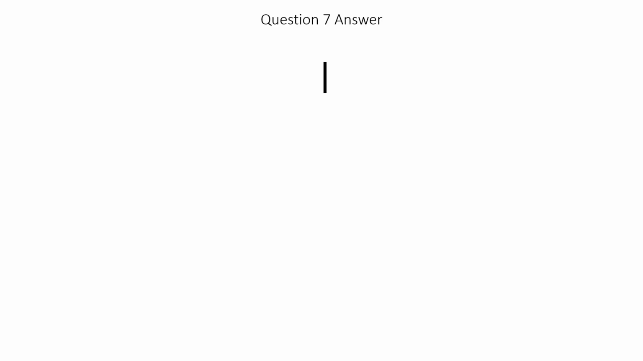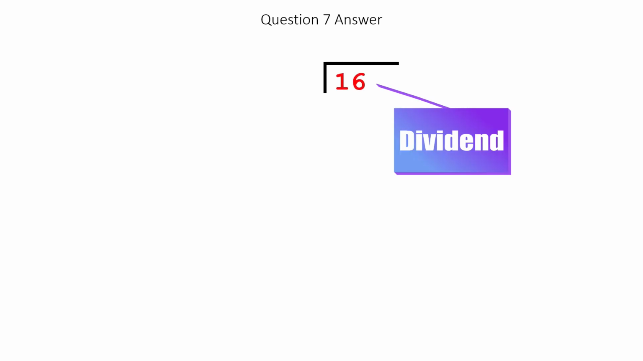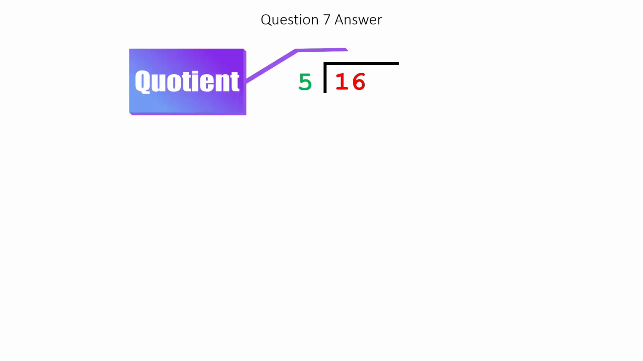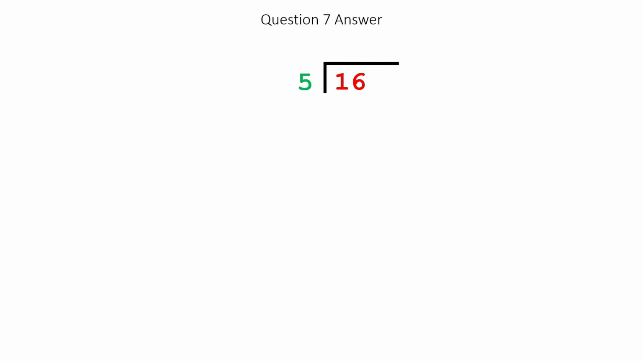We'll start by writing the long division symbol. The number being divided goes inside the symbol and is called the dividend. The number that does the dividing goes outside the symbol and is called the divisor. The answer is called the quotient and will go above the division symbol. This expression says that we're dividing 16 by 5.